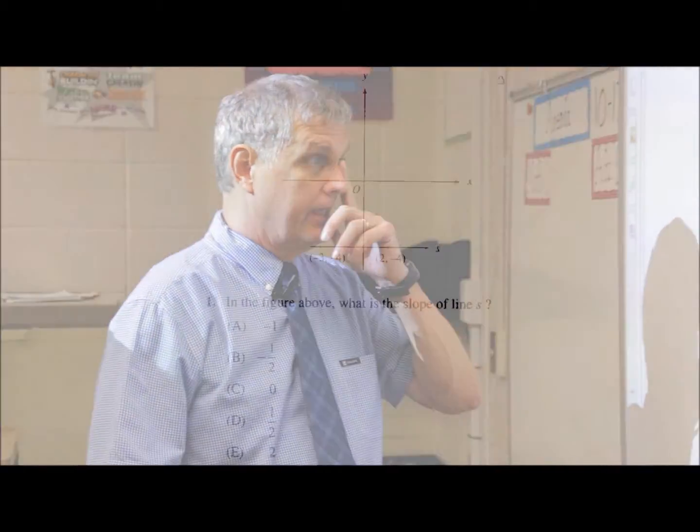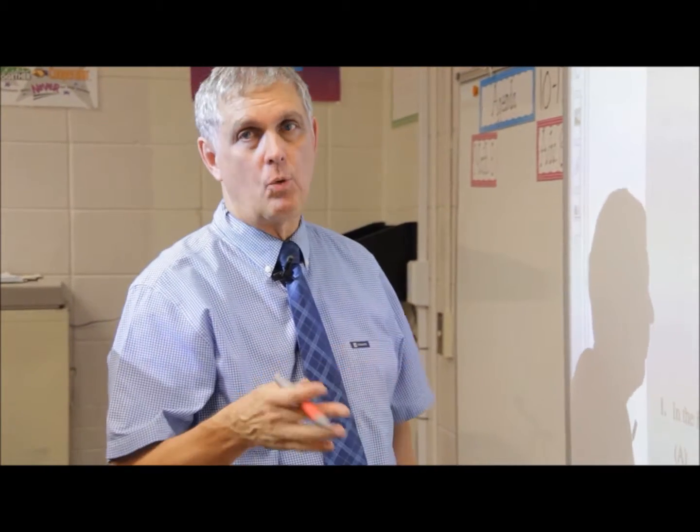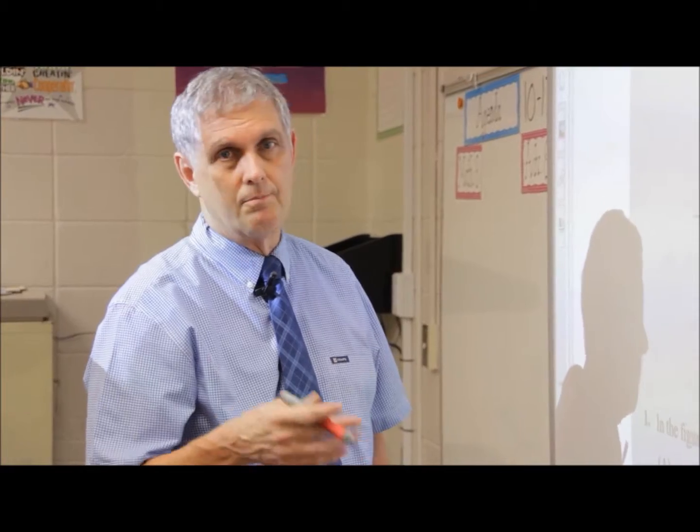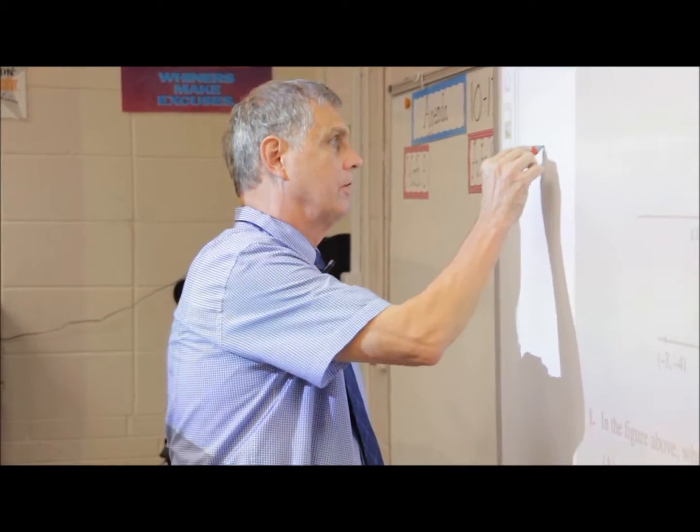Okay, let's look at a slope problem now. Here we have a Cartesian coordinate system. We have an x and we have a y. And our line down here below the x-axis, they give you 2 points on the line, this point here and this point here. Now, there's a fast way and a slow way to solve this problem. You could use the slope formula. That's the slow way. I'll show you that first.